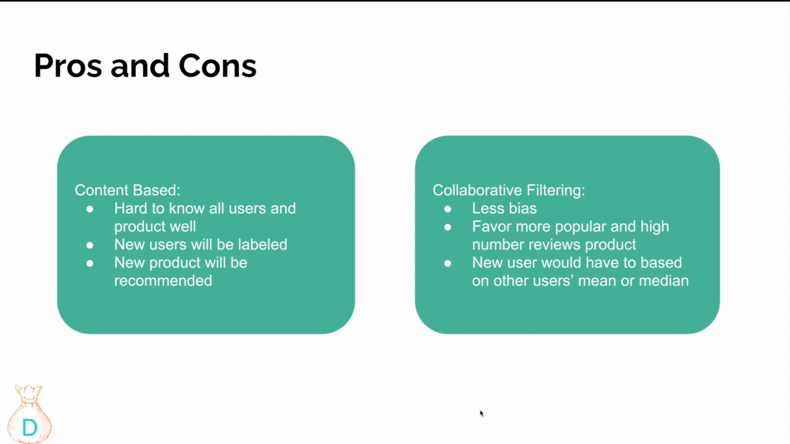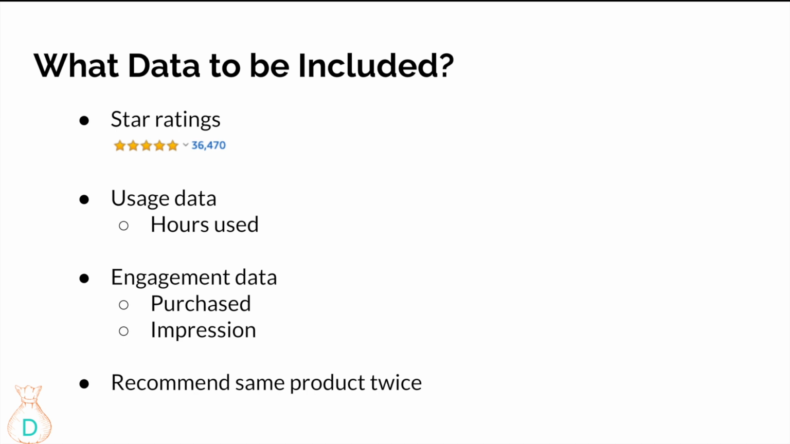With collaborative filtering, you're introducing less bias because you're not telling the model what features each user or each product has. But the downside, as I said earlier, is that you're favoring more popular and higher demand products. And for a new user, you likely wouldn't have any information about them and wouldn't know what to recommend other than a very generic recommendation.